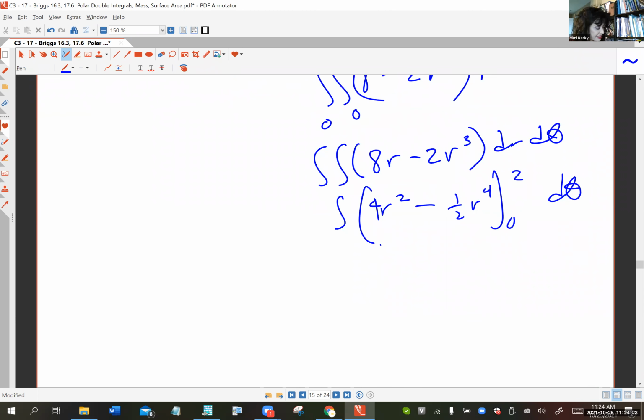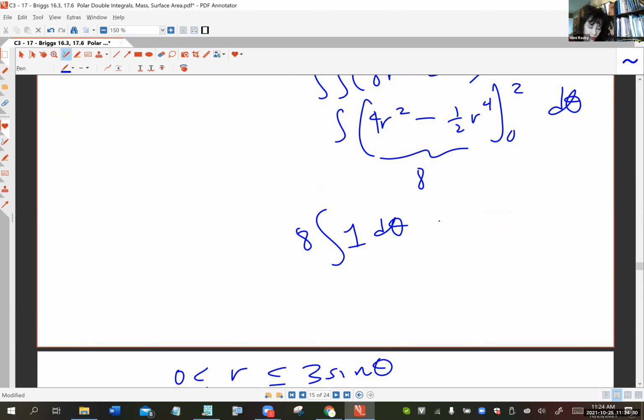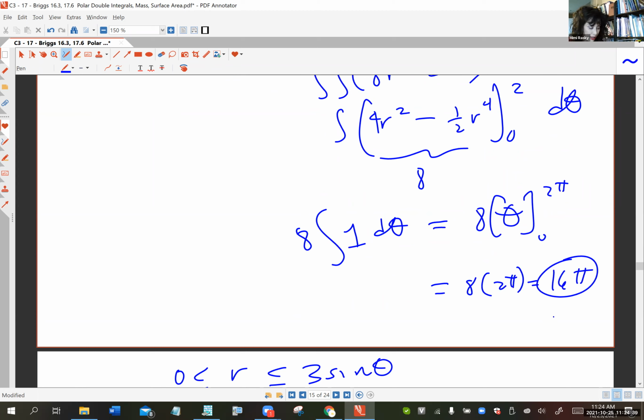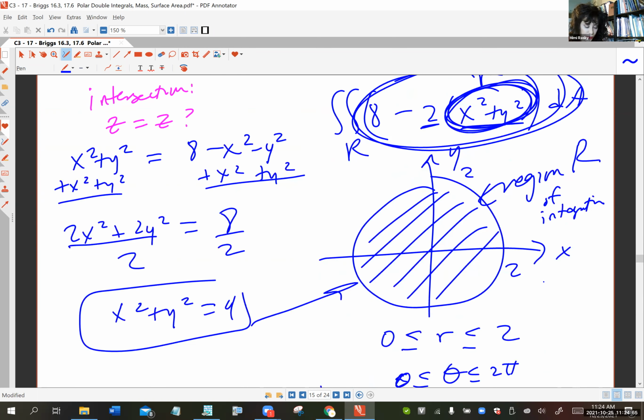This just ends up being a nice number. I think it ends up being 8, and then you'll just pull the 8 out in front. It's a multiple, and the antiderivative of 1 with respect to theta is theta, and your final answer is 8 times 2 pi, which is 16 pi cubic units, of course, because this is representing the volume of a solid. That's that weird egg. And that concludes that example.